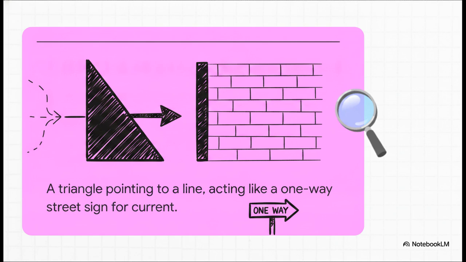It's a solid black triangle pointing straight into a flat vertical line. This is the ultimate one-way street sign for current. The triangle clearly shows the allowed direction of flow, and that vertical line acts as a solid brick wall. It means electricity absolutely cannot flow backward. If it tries, it gets blocked. It's incredibly elegant visual logic that instantly communicates a complex physical law.